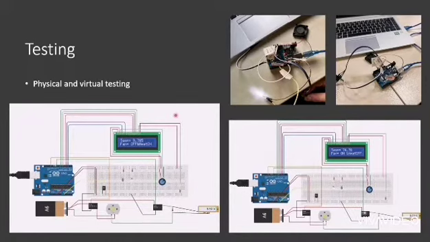Final stage in the process was to test the actual temperature subsystem itself. So this was done both physically and virtually due to limitations from the COVID-19 pandemic. So in terms of virtual testing here, you can see that the system worked correctly. So when the temperature was too low at 9 degrees, the resistor here was turned on, which can be viewed by the reading from the voltmeter here.